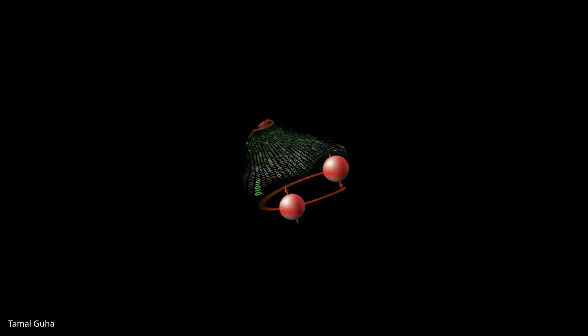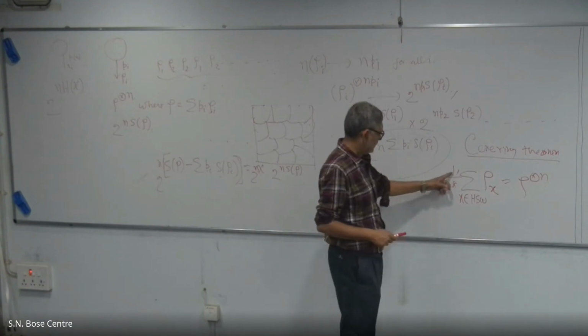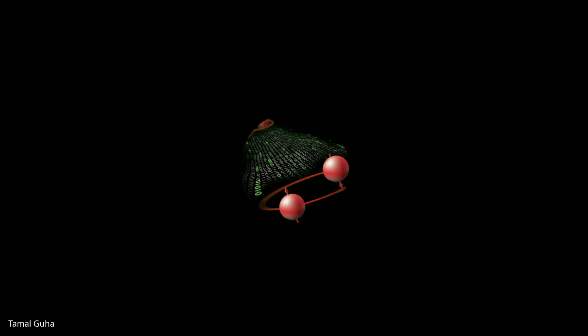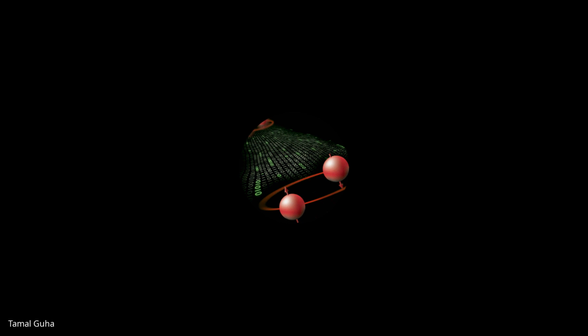Sir, what is the probability you have written before? Yes, that's before the summation over that thing. I took the numbers, the cardinality of the HSW code.